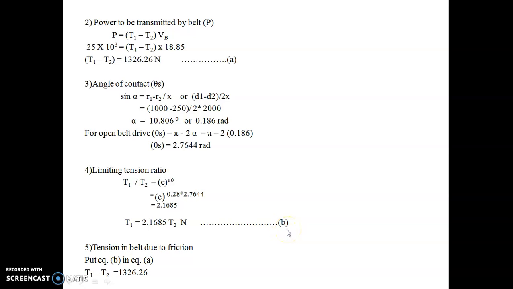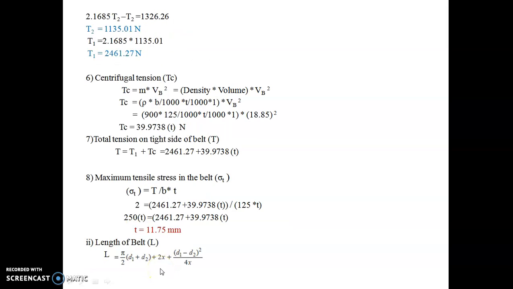So by using these two equations, we can get the value of tension on tight side T1 and on slack side T2. So we'll put the equation B in equation A. T1 minus T2 is equal to 1326.26. By putting the value of T1, 2.1685 into T2 minus T2 is equal to 1326.26. We'll get the value of T2 as 1135.01 Newton and T1 is 2.1685 into T2, that is 1135.01. So T1 is equal to 2461.27 Newton.